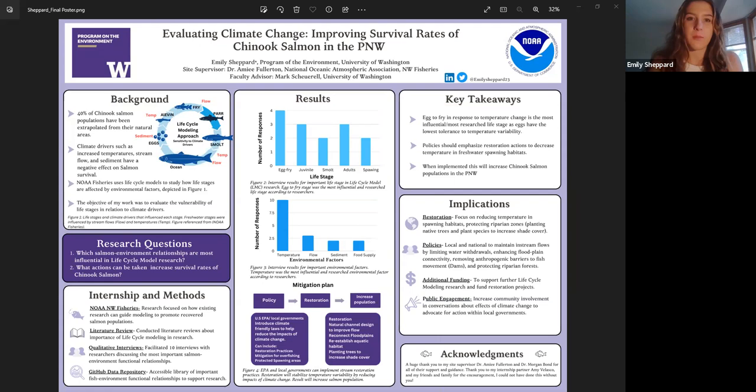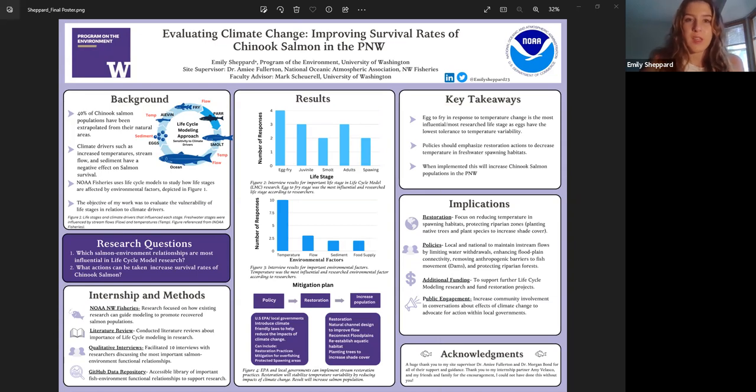Hi, my name is Emily Sheppard, and the title of my poster is Evaluating Climate Change, Improving Survival Rates of Chinook Salmon in the Pacific Northwest. For my capstone, I work with NOAA Northwest Fisheries, where I focus on life cycle model research and specifically Chinook salmon life stages in response to climate change.